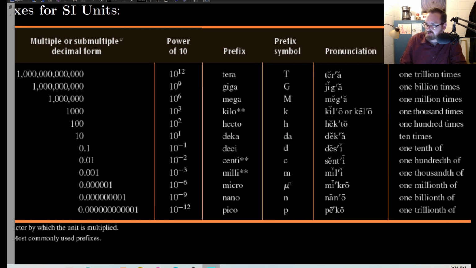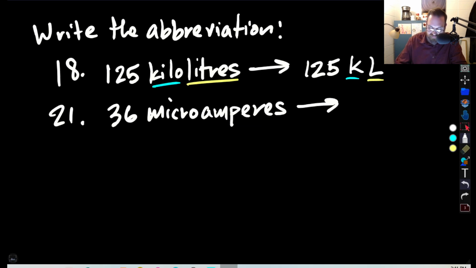Can you see my cursor? Oh yeah, there you go. So it's this Greek letter that is called mu. It's a Greek letter called mu. So this is 36 mu. It almost looks like a cursive M in a way, but it's really not. And then amps is going to be capital A. Okay.